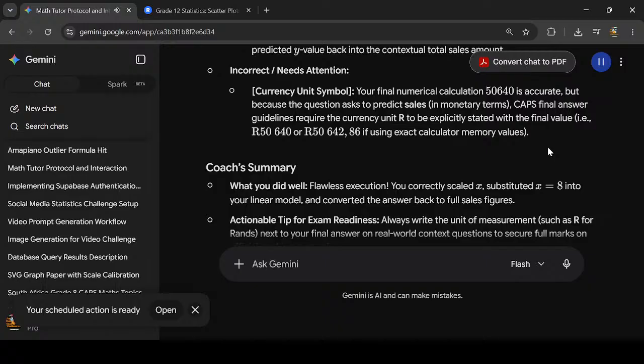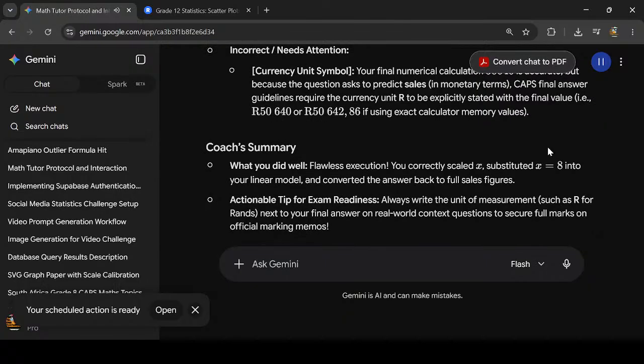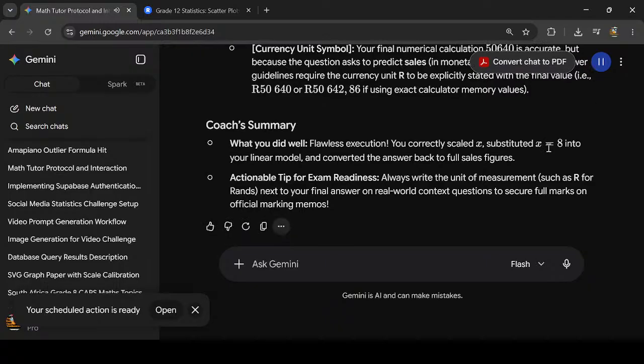Coach's summary. What you did well: flawless execution. You correctly scaled x, substituted x equals 8 into your linear model, and converted the answer back to full sales figures. Actionable tip for exam readiness: always write the unit of measurement, such as R for rands, next to your final answer on real-world context questions to secure full marks on official marking memos.